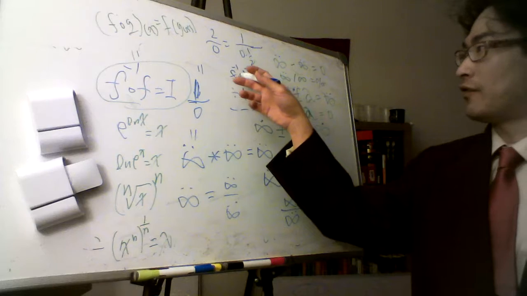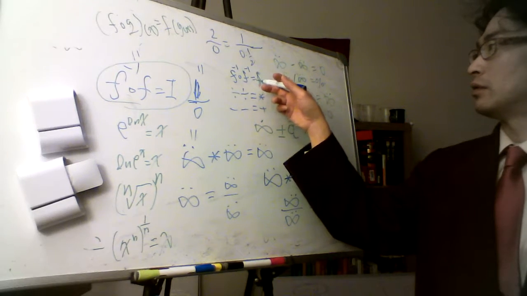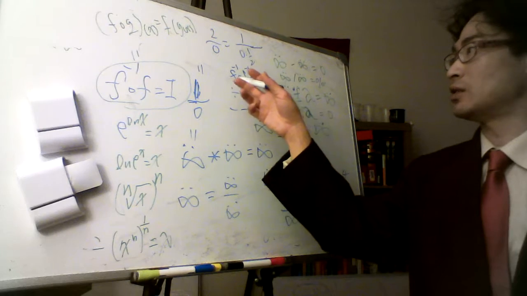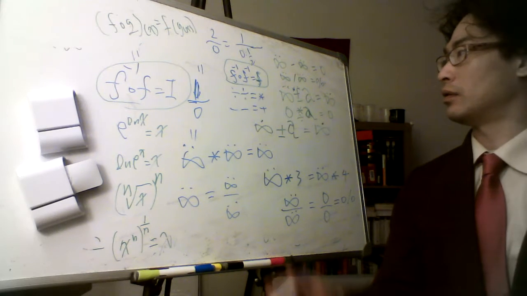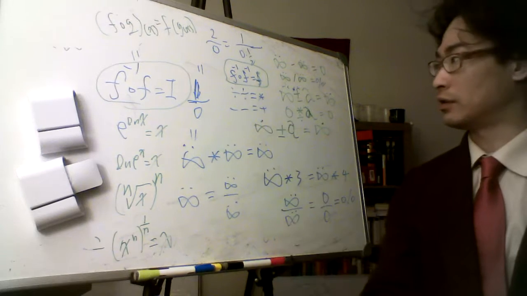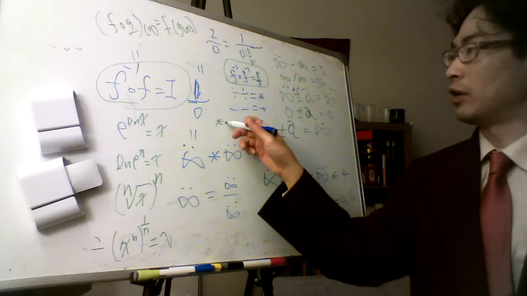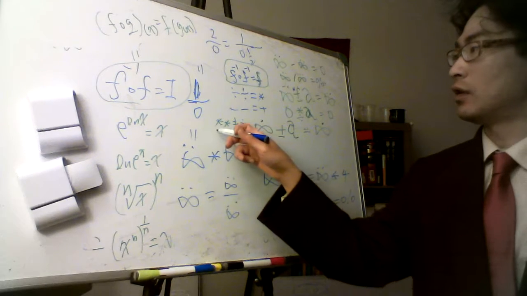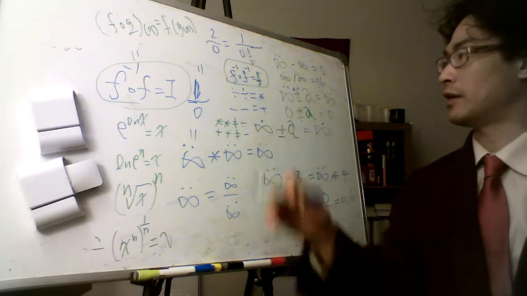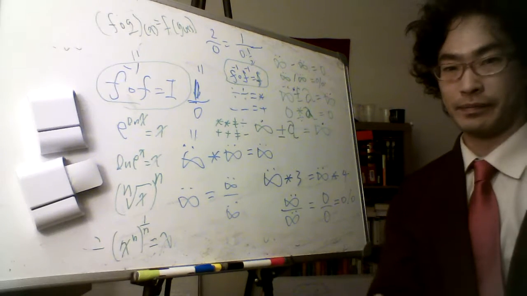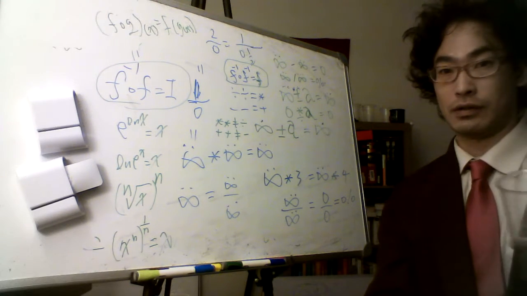But f inverse composite with f, or f composite with f inverse, becoming f, that only holds true for division and subtraction. Multiplication does not become division, and plus does not become minus. So it's a very, very special case. It works only in division and subtraction.